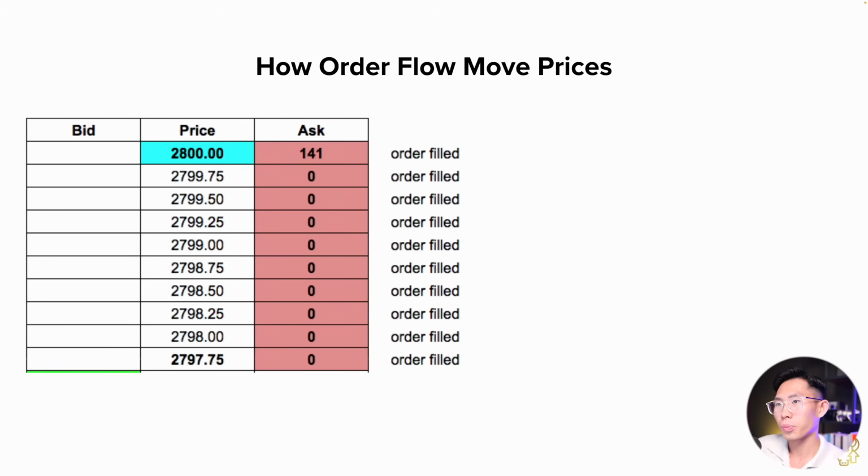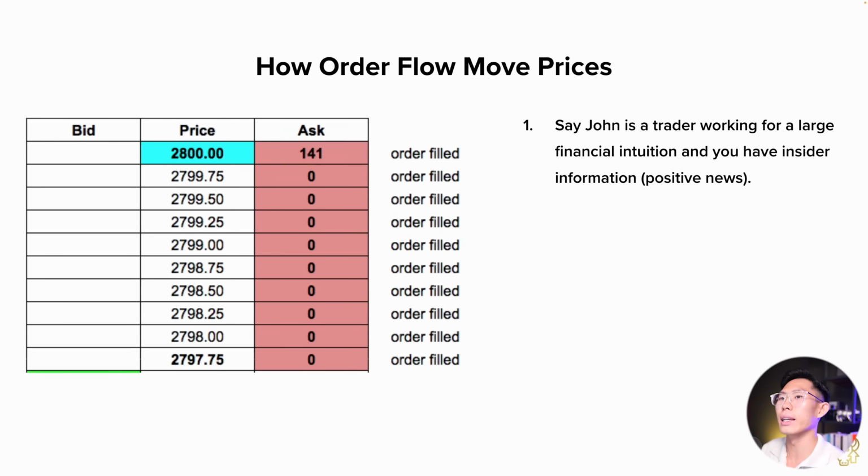So let's say John, right? John is a trader working for a large financial institution, and this guy has insider information, right, which is not accessible to the public. That is why, when you look at news and you expect the news to come out and cause price to move, price has already made a huge move before the news even comes out. And that's most likely because these institutional traders, this smart money, have inside information and act on it before the news actually comes out, which results in all this large move before it even happens.